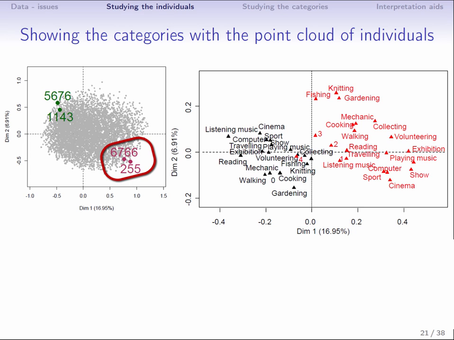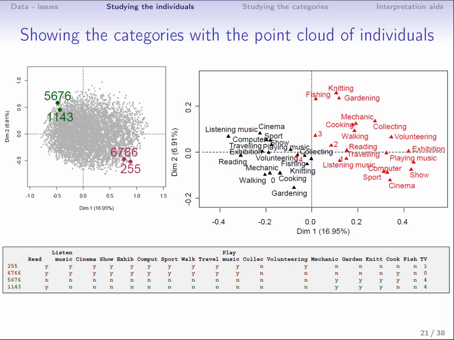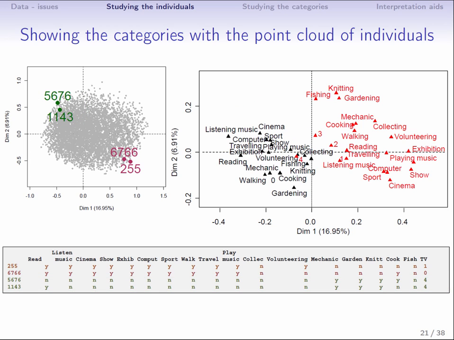Individuals 255 and 6766 do the activities that tend to be associated with younger active people and not the more home-based activities like gardening and cooking. In contrast, individuals 1143 and 5676 participate in the home-based activities associated with older people and none of the active outside activities. We should note that each of these 4 individuals do about the same number of activities in total, which explains why they have about the same coordinates with respect to the diagonal.